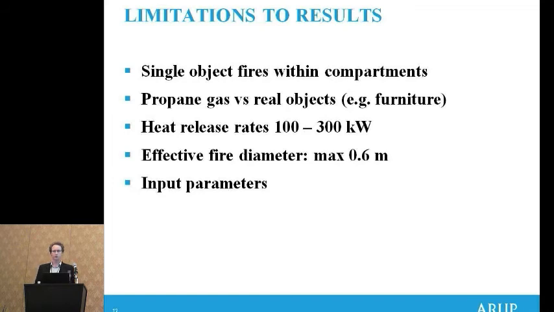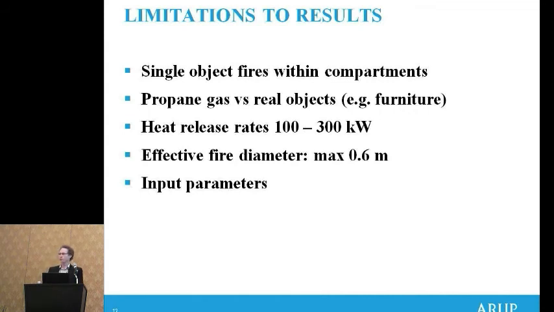The use of propane gas versus real objects that we would see in a burning compartment is obvious. Would have loved to go and burn 100 sofas in the lab, but it just wasn't really feasible. The use of propane gas just gave me a consistent and repeatable fuel source from which I could take all my experimental data. As I mentioned before, the heat release rate, I couldn't go much higher than 300 kilowatts without shielding the flame from the heat flux gauges. So obviously compartment fires that we would see in an unsprinkled compartment would be much higher than that.